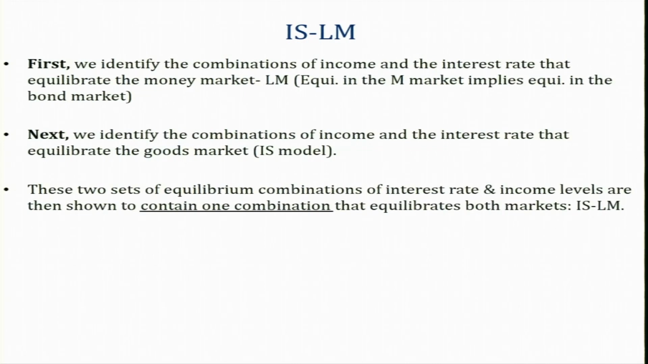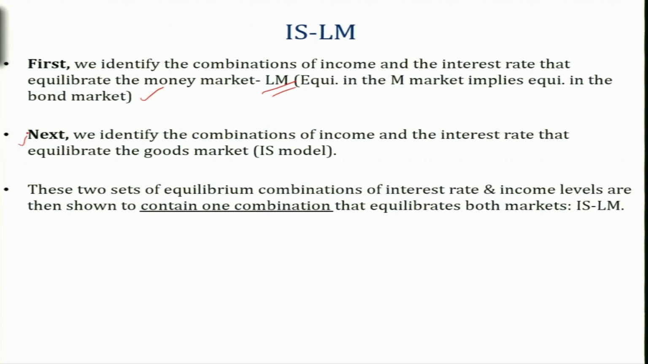In our session, our focus is that first we identify the combination of income and interest rate that equilibrate the money market, that is LM. LM means the equilibrium in the money market, which, as we have seen in the previous session, implies that if the money market is in equilibrium, then the bond market is also in equilibrium. So, first we identify the combination of income and interest rate that equilibrate the money market. Money market equilibrium means the demand for money is equal to the supply of money.